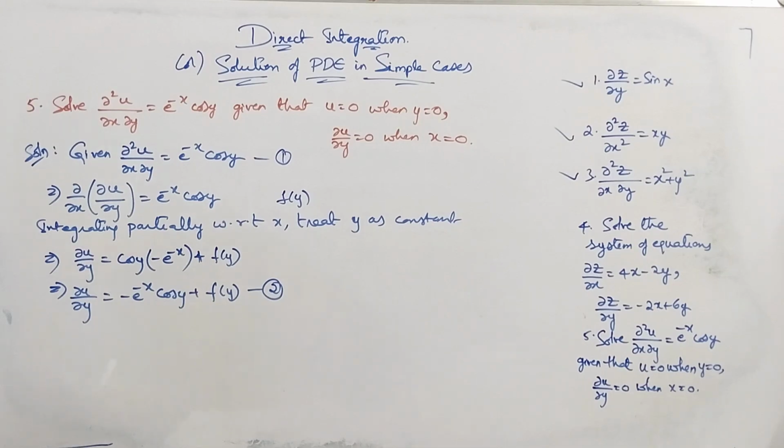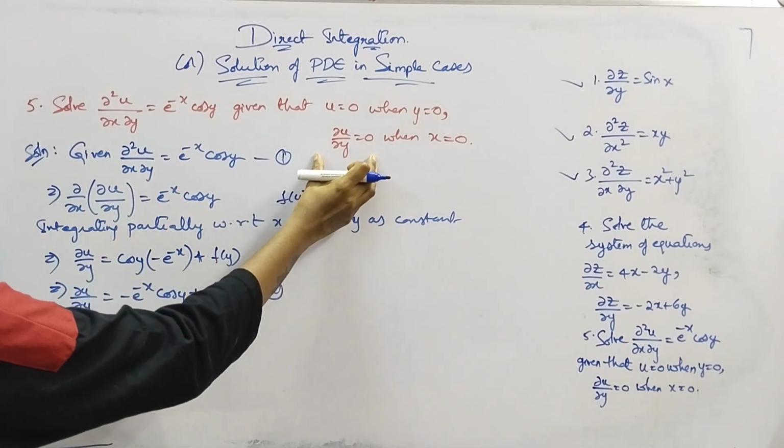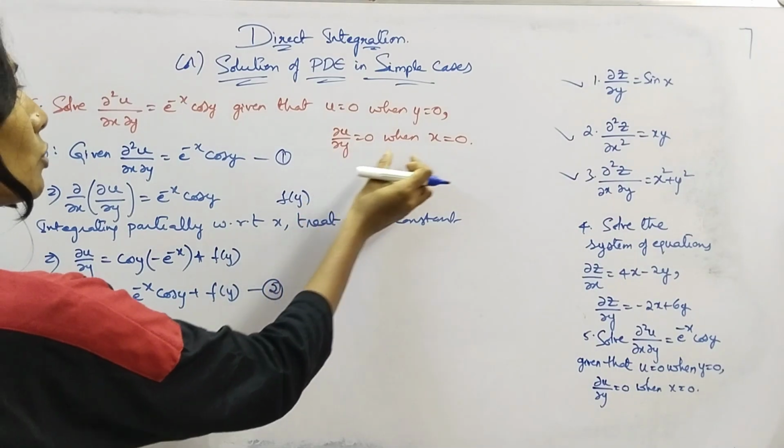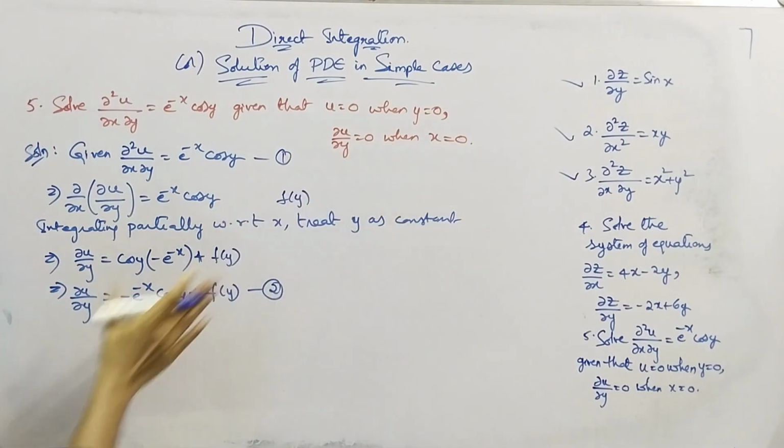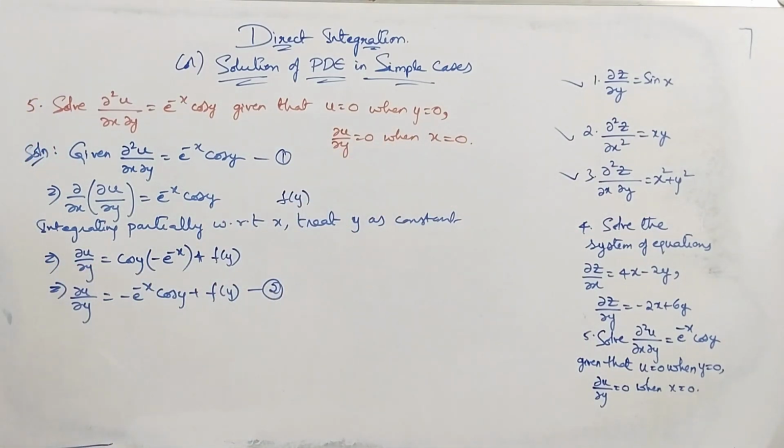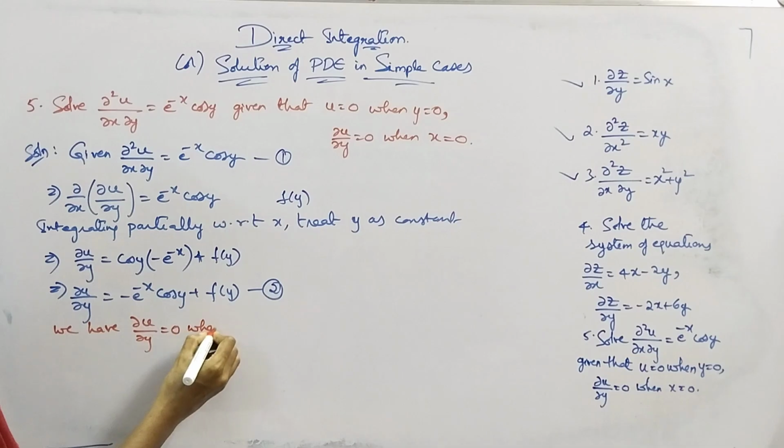Now, getting to the problem. We are given that dou u by dou y equal to 0 when x equal to 0. Let's apply this condition here. Let's see what happens if we apply it, okay? Let's go for the trial and error method. There's nothing wrong in it. We have dou u by dou y equal to 0 when x equal to 0.